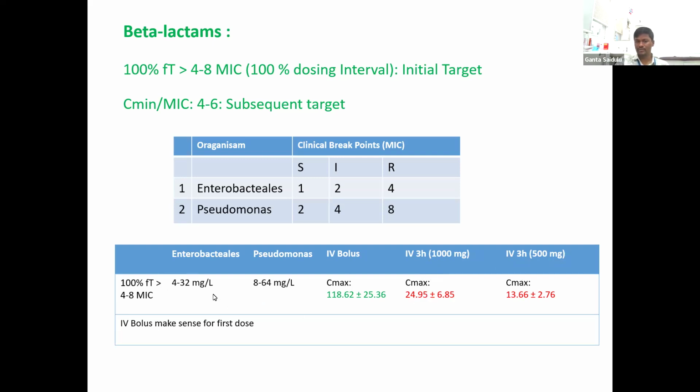You can forget about the 4 and 8. The required maximum target for Enterobacteriaceae such as E. coli is 32, but with 1 gram over a 3-hour infusion I'm achieving only 24. So we are achieving less than the required target. This is very important. You have to give the first dose of antibiotic as an IV push; don't give the IV infusion. That means you have to give the first dose as a very fast infusion, like 5 to 10 minutes, not 3-hour infusions. That helps you achieve the required Cmax as soon as possible. That is the take-home message from this slide.